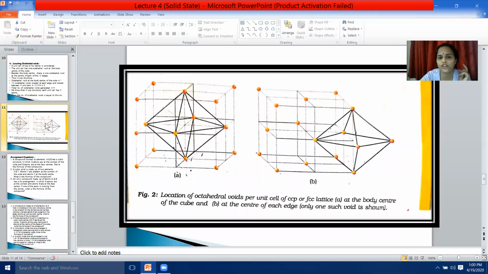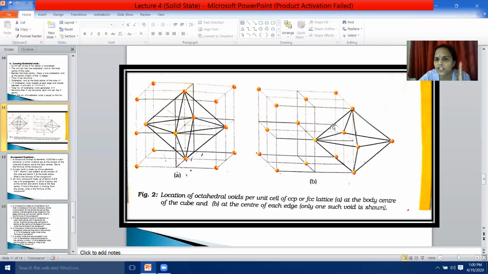You can see in this figure, location of octahedral void. This is CCP arrangement or FCC lattice which we are taking, cubic unit cell. In the body, you can see location of octahedral void at the body center of the cube. Here this is resulting in giving you an octahedron there. So at the body center, you can see one octahedron is being generated.